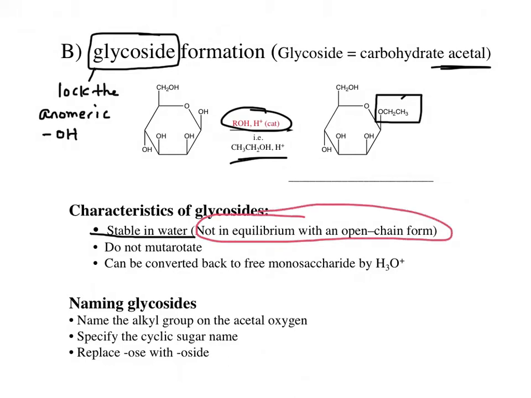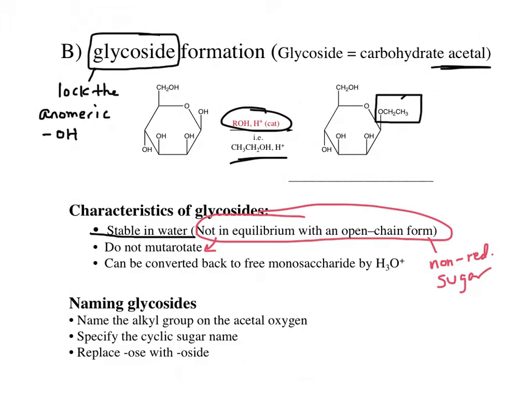So what that means is that they cannot mutarotate. If they can't open up, they can't close the other way. They are stuck just like they are. So they can't mutarotate, and they can't be oxidized. They are non-reducing sugars. I need that aldehyde to oxidize it. I can't get it. So it's a non-reducing sugar.